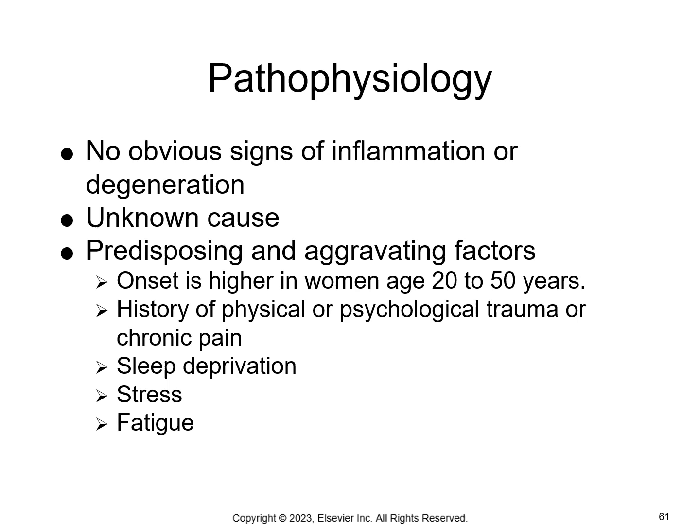The cause is unknown and appears to be related to altered central neurotransmission, resulting in increased soft tissue sensitivity to substance P, a neurotransmitter involved in pain sensation. The onset is higher in women ages 20 to 50 years old. Predisposing factors include a history of prior trauma or osteoarthritis, and aggravating factors include sleep deprivation, stress, and fatigue.